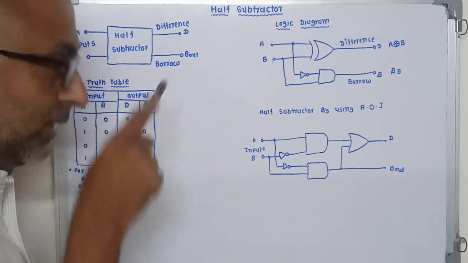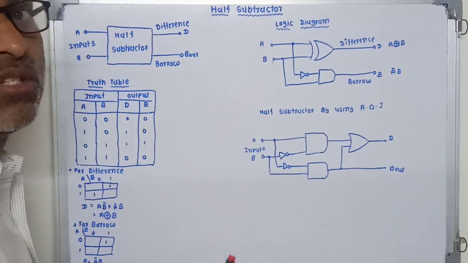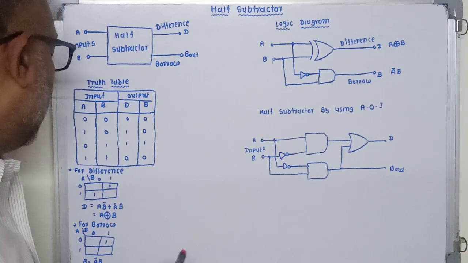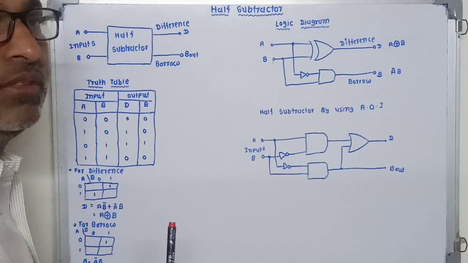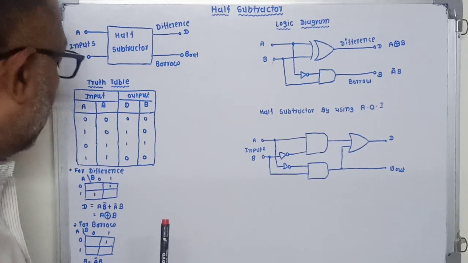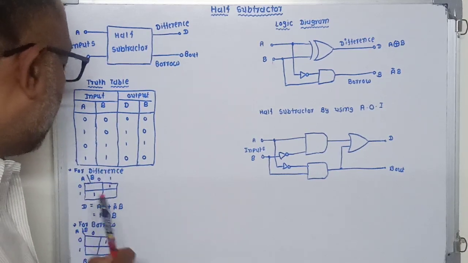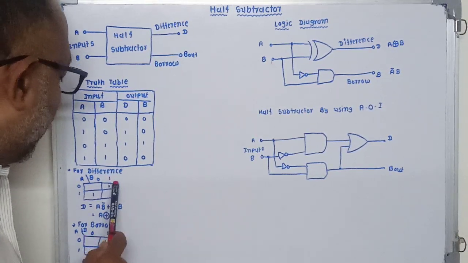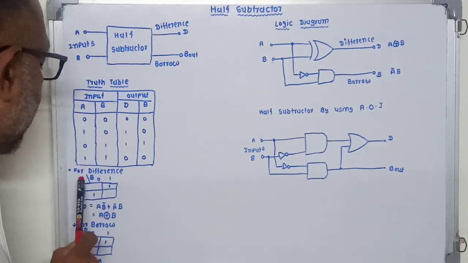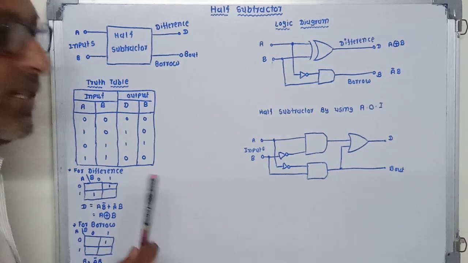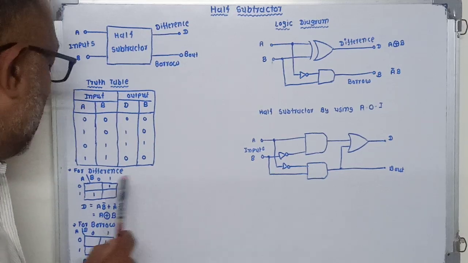Now let me see how to build the circuit to get the difference as well as the borrow of the half subtractor circuit. For that we are using K-map. It is a very easy method, and it removes the complication. For the difference operation, we are taking a K-map. You can see that this is the K-map, and there are two input variables, A and B, which may be 0 or 1.